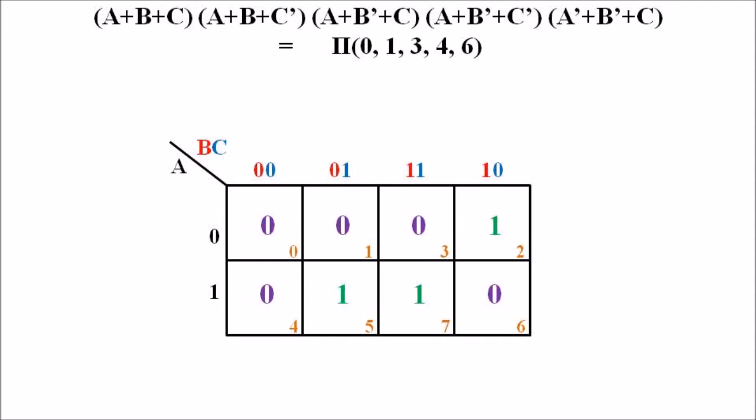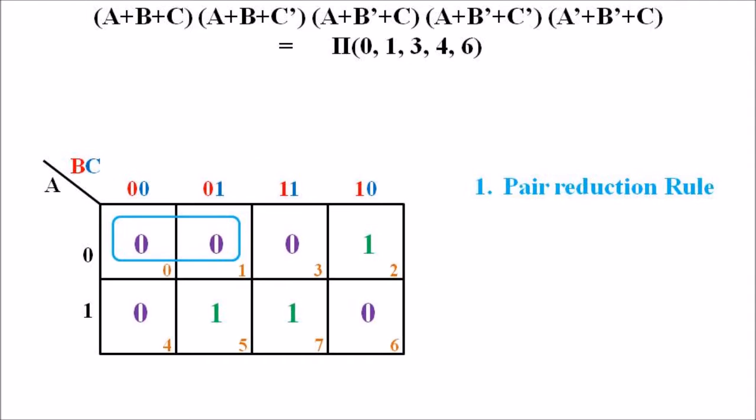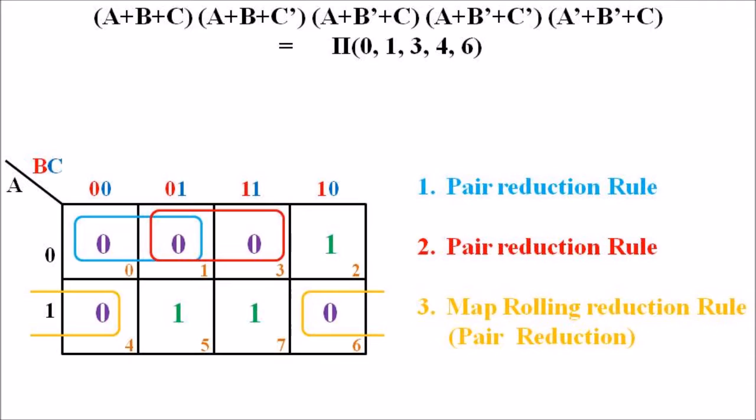This is the first step, and in the second step we should consider the different pairs in this K-map. Firstly, we are pairing the cells 0 and 1, and this pair is marked with blue color. Secondly, we can pair the cells 1 and 3, which is marked with red color. Thirdly, we can pair the cells 4 and 6 by applying the map rolling reduction rule. These cells lie in the leftmost column and the rightmost column, so by applying the map rolling reduction rule, we can pair them.